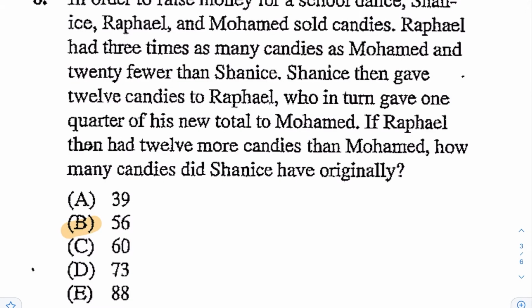All right, next for question number 8. In order to raise money for a school dance, Shanice, Raphael, and Muhammad sold candies. Raphael had 3 times as many candies as Muhammad and 28 fewer than Shanice. Shanice then gave 12 candies to Raphael, who in turn gave 1/4 of his new total to Muhammad. If Raphael then had 12 more candies than Muhammad, how many candies did Shanice have originally?